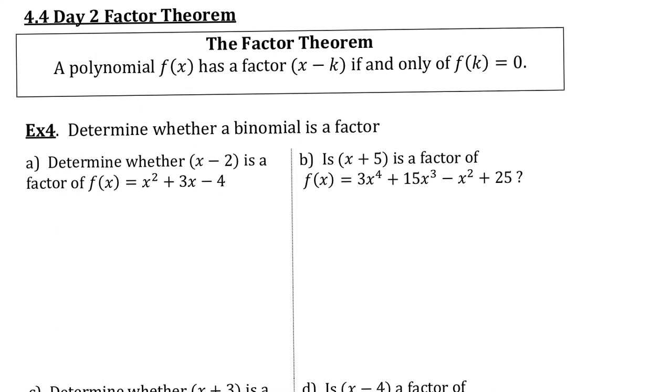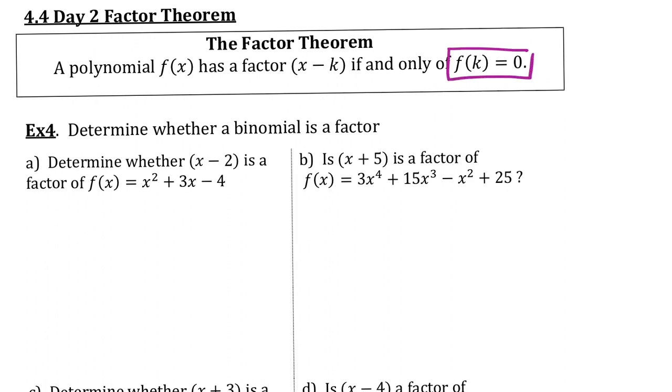Okay, yesterday we started factoring polynomials of higher degree and we learned some strategies there. We're going to learn another strategy and it involves the factor theorem. The factor theorem states that a polynomial f of x has a factor x minus k if and only if f of k is equal to 0.